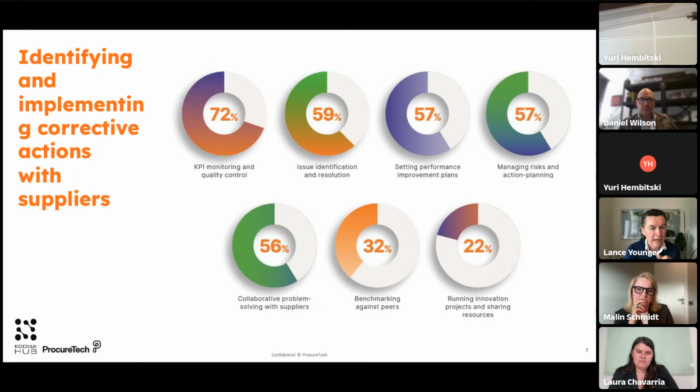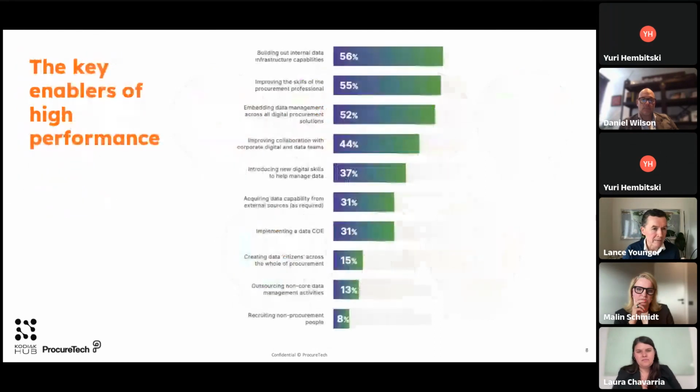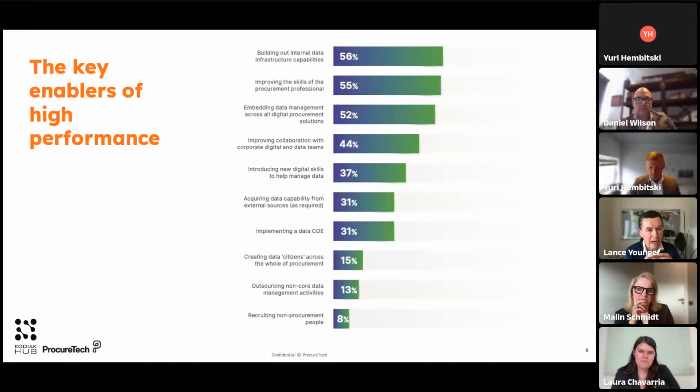So what are organizations doing to enable better performance and better data? Well, a couple of things stand out here at the top four. Most organizations looking to enable higher performance are building out the correct data infrastructure and the correct data capabilities. They're then looking beyond that to improve the skills of their organization, and then in turn embedding data management across their digital procurement solutions.